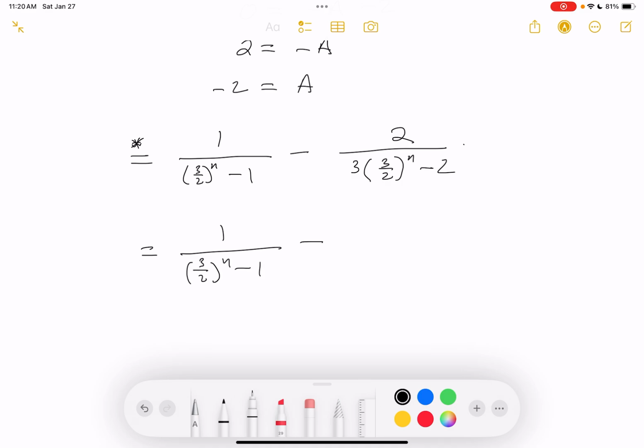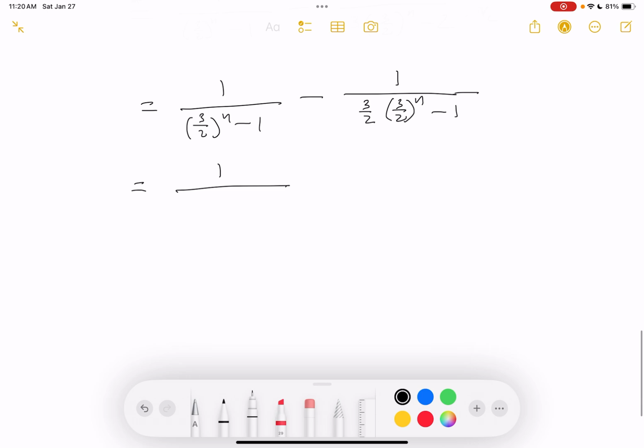And what I'm going to do over here, because I want to get them to look sort of similar, I'm going to multiply the top by half and the bottom by half. And let's put that down. The top would be 1, and the bottom would be 3 over 2 to the n minus 1. And things are starting to look up at this point. So I get 1 over 3 over 2 to the n minus 1, minus 1 over, what's this going to be? 3 over 2 to the n plus 1, minus 1.